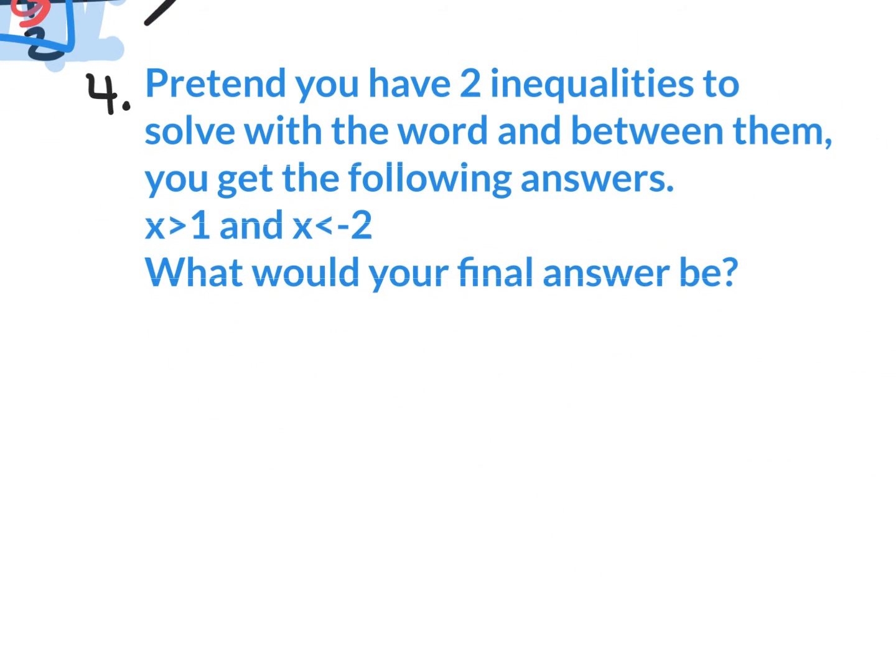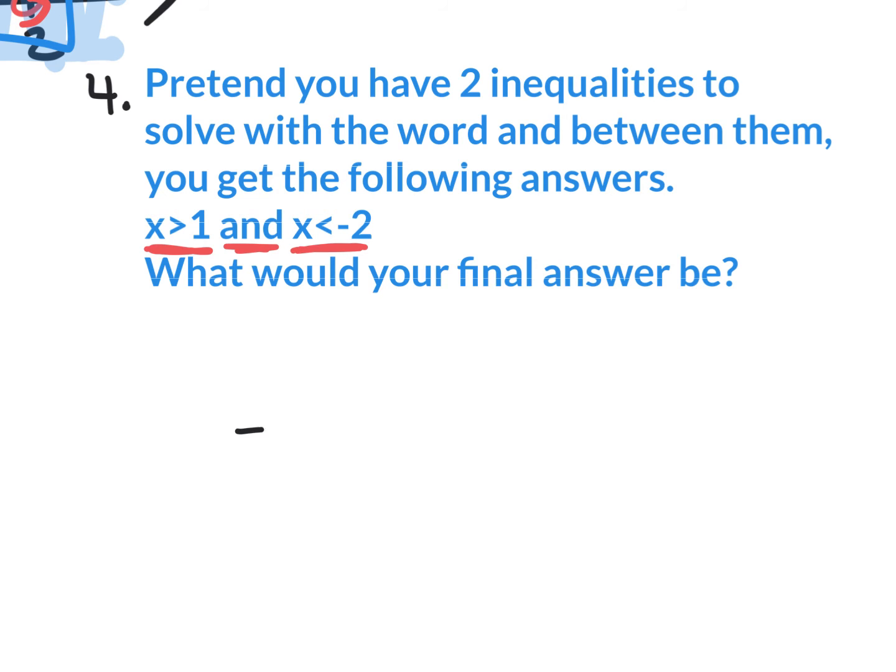This one is more hypothetical. Let's pretend that you have two inequalities, right? And there's the word and right between the two inequalities. So you're solving them, you do all kinds of steps, and you finally get the following answers. We get x is greater than 1. Of course, we said we have the word and between it, and also the other answer, x is less than negative 2. So what's your final answer going to be based on this?